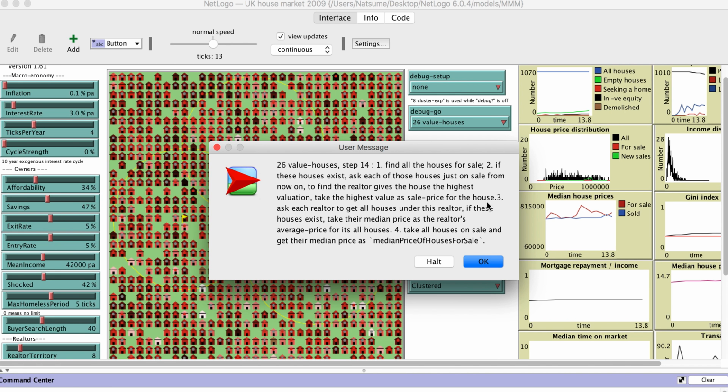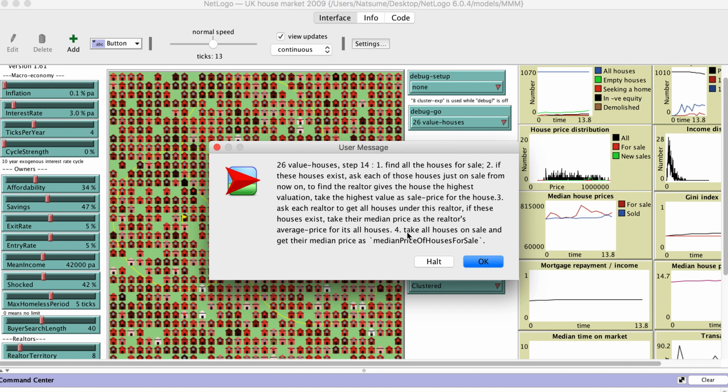And then we're going to do some updates for the realtors. We will ask every realtor to get the houses under their territory. And if those houses do exist, we will take the median price of all of a realtor's houses and make that median price the realtor's average price for all its houses. So we update the average price for all the realtors.